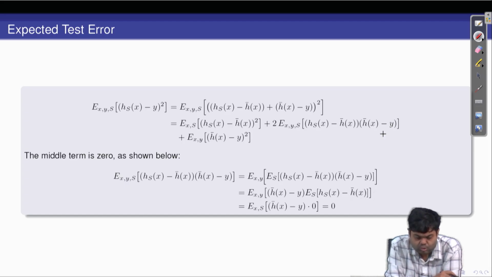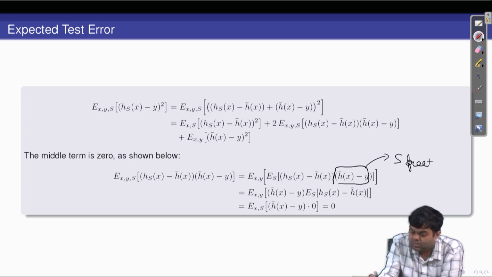So, to do the average over the whole x, y, S, what you can do is keep x, y fixed and first take the average with respect to S. So, now when you are taking the average with respect to S, note that this term is S free. Why?